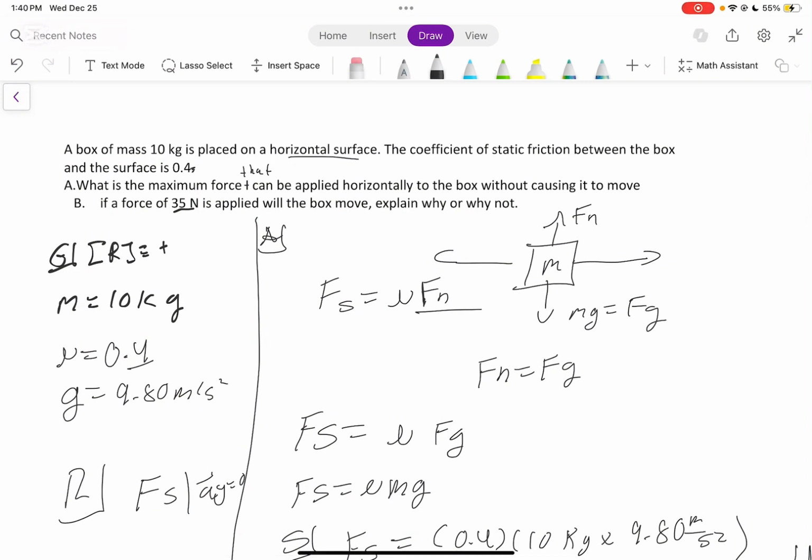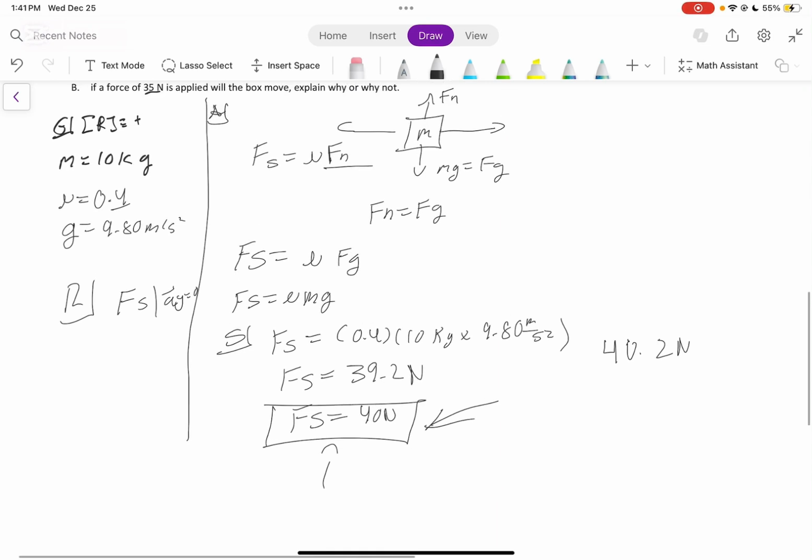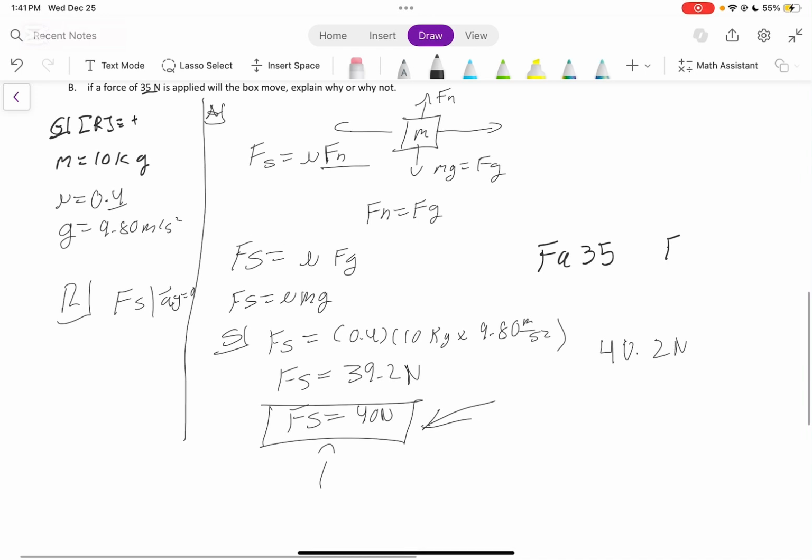Well, in this case, this is more like a conceptual thought process or analysis. It says, will the box move if 35 newtons is applied? Well, we already know that the force applied in this case is 35 newtons, and the force of friction that's keeping it there is 40 newtons. So 40 newtons is obviously greater than 35 newtons, which means that if you do not apply at least 40 newtons of force, the box will not move.